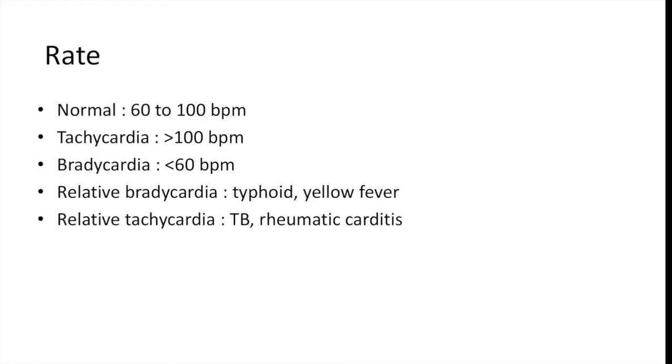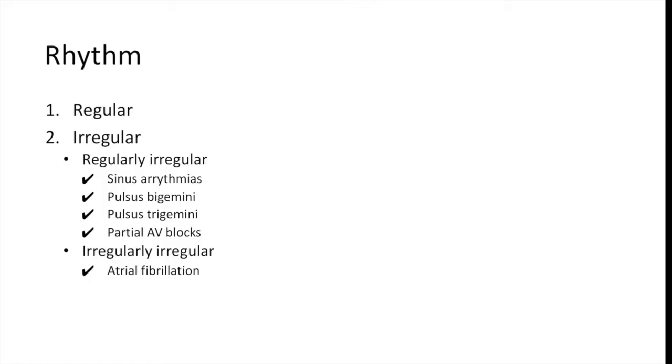Coming to rate of the pulse. Normal rate is 60 to 100 beats per minute. It is called tachycardia when it exceeds 100 beats per minute and bradycardia when it is less than 60 beats per minute. Relative tachycardia is seen in cases of TB and rheumatic carditis, while relative bradycardia is seen in cases of typhoid and yellow fever.